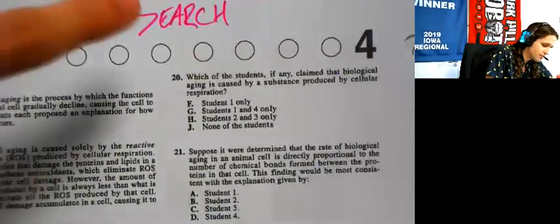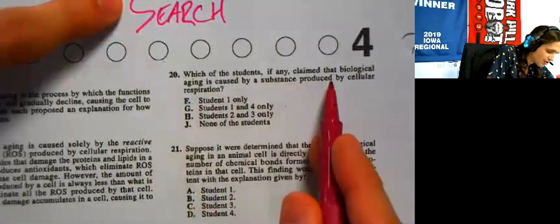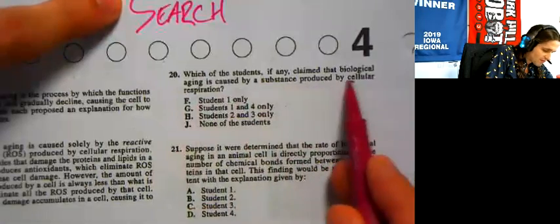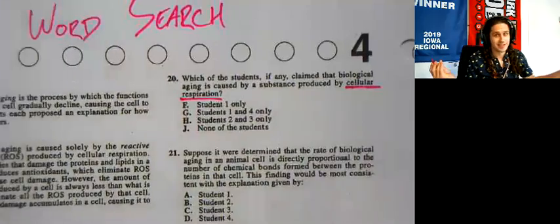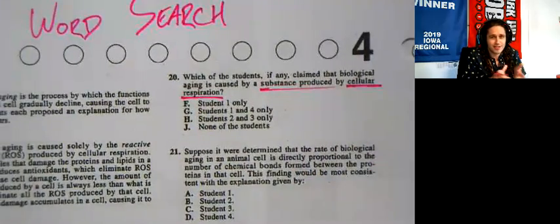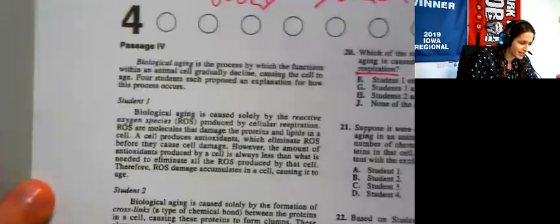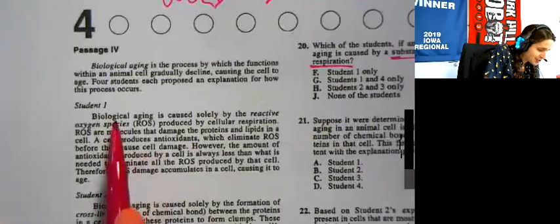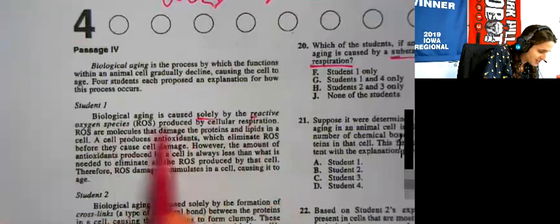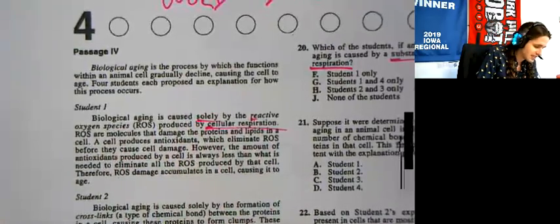Number 20, which of the students, if any, claim that biological aging is caused by a substance produced by cellular respiration? What am I going to search for? Gosh, substance produced by cellular respiration? Cellular respiration, I don't know, that seems like what I'm searching for. Okie dokie, and I go back and look at that. And I see, ooh, biological aging is caused solely by reactive oxygen species produced by cellular respiration. Okay, so number 1 is in it.